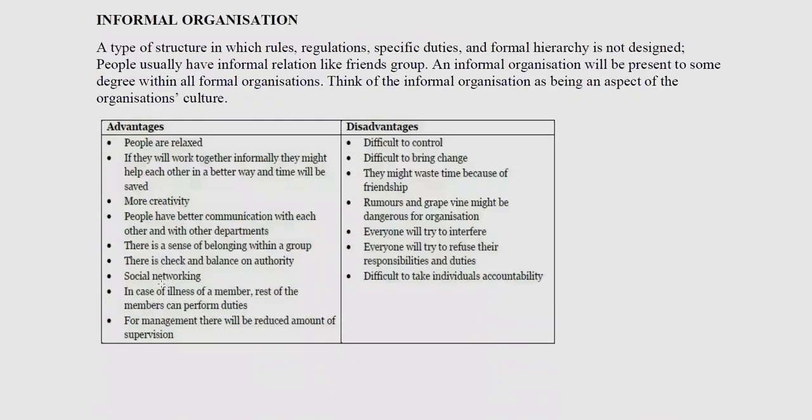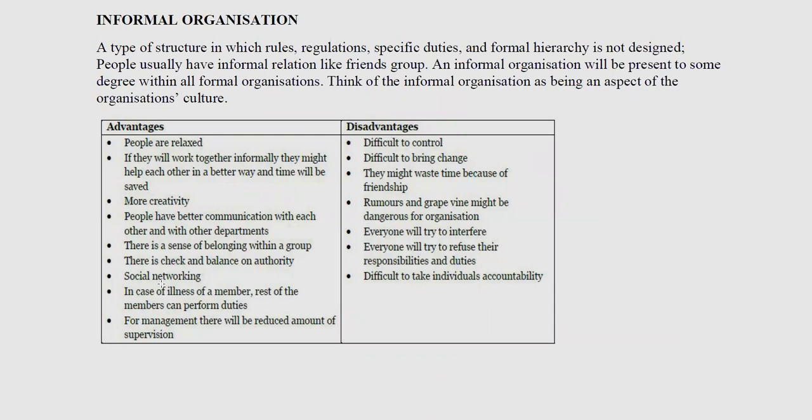Then the final thing I'll talk about on organizational culture is informal organization. With this type of structure, the rules, regulations, specific duties, and formal hierarchies are not designed. People usually have informal relationships like friend groups, cliques, and factions, or they form small groups. Also, you go to the canteen, you see that everybody is sitting with his own friends. So an informal organization will be present to some degree within all formal organizations. Even in formal ones, there are still informal relationships.